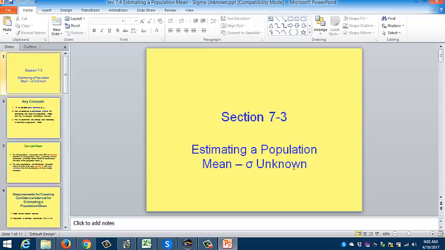All right? So again, I'm going to flash quickly through the slides, but I will pause and write some things down that I think are important for you to take note of. Okay?